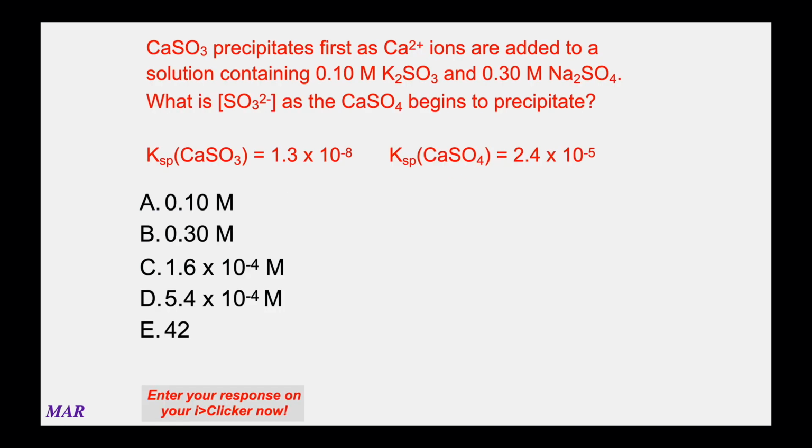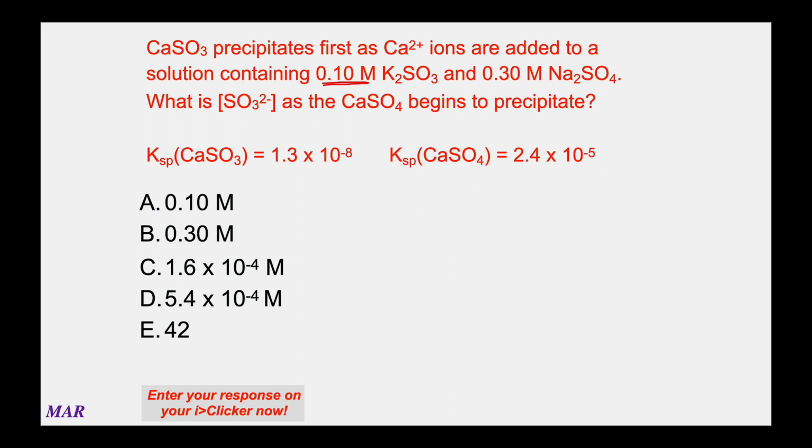Calcium sulfite precipitates first, we saw in the last problem, as calcium ions are added to the solution of 0.1 molar potassium sulfite and 0.3 molar sodium sulfate. The question here, this is an interesting extension, is what is the sulfite concentration as the calcium sulfate begins to precipitate? So it's good to visualize here in your mind what's happening. Calcium sulfite is precipitating first, and as the calcium sulfite precipitates, the sulfite concentration, which was 0.10 moles per liter, that's going to decrease, okay?